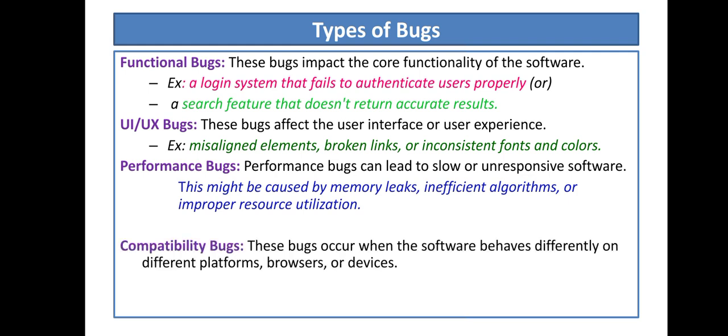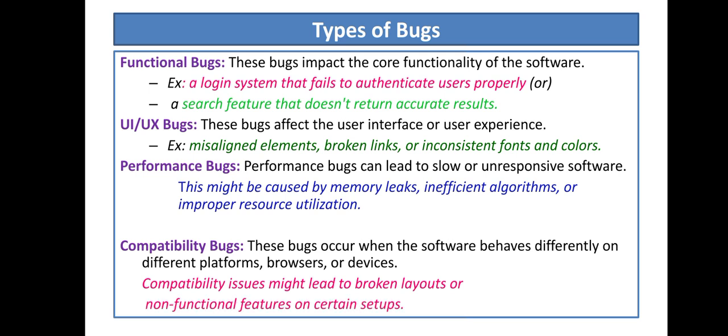Then compatibility bugs. Compatibility bugs occur when the software behaves differently on different platforms. The hardware is not suitable, the OS is not suitable for the application you have installed, the browser is not suitable, or the device is not suitable. Because of this, the software is not working properly. That is a compatibility bug. Compatibility issues might lead to broken layouts or non-functional features on certain setups.